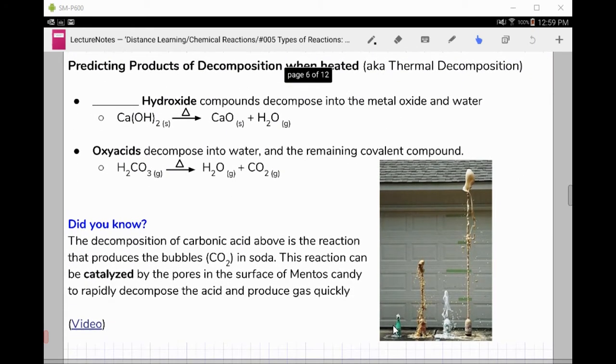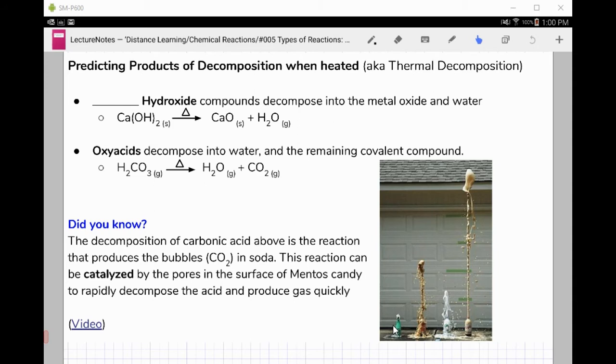Another fun, exciting decomposition reaction occurs when we have hydroxides and oxyacids. Now, hydroxides, when they decompose, just form water and the oxide. Generally, hydroxide compounds are pretty caustic. They're what make really strong bases, so this is one way to neutralize them to make them a little bit safer to handle.